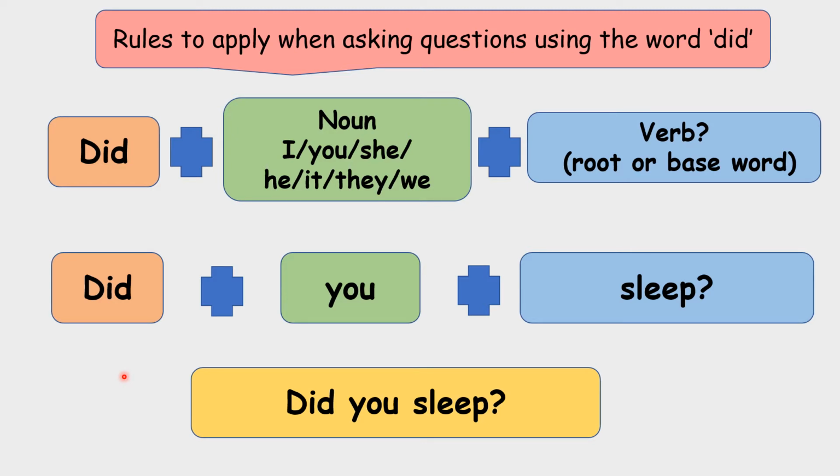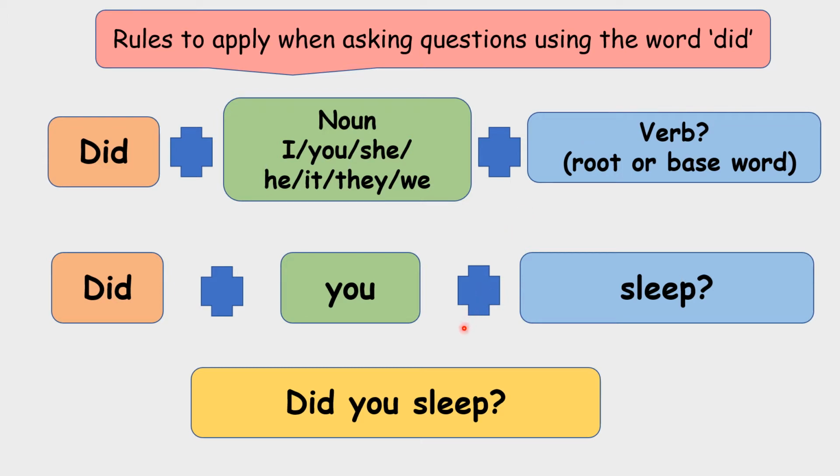Okay, let's have a look at the rule that we can apply on how to ask questions using the word did. The rule to apply is we start with the word did, then followed by the pronoun or the noun, and ends with the verb. The verb has to be in its original form, which is the root word or the base word. Remember, the original word or the base word are words that are not added or modified by any other letters or spelling changes.